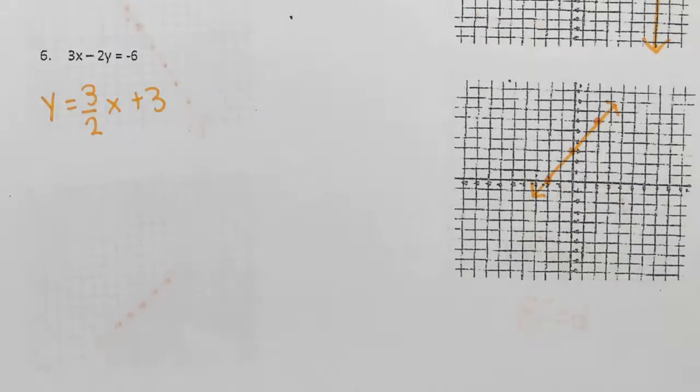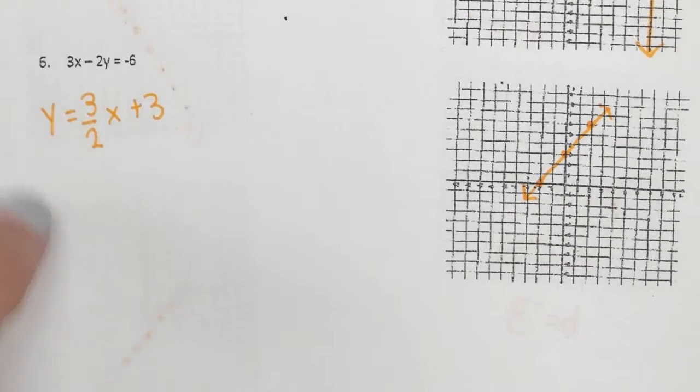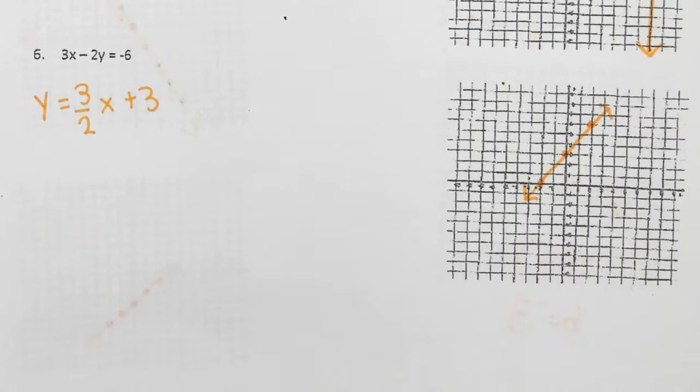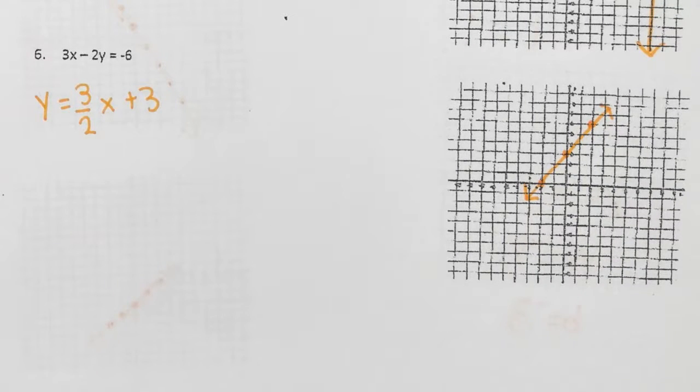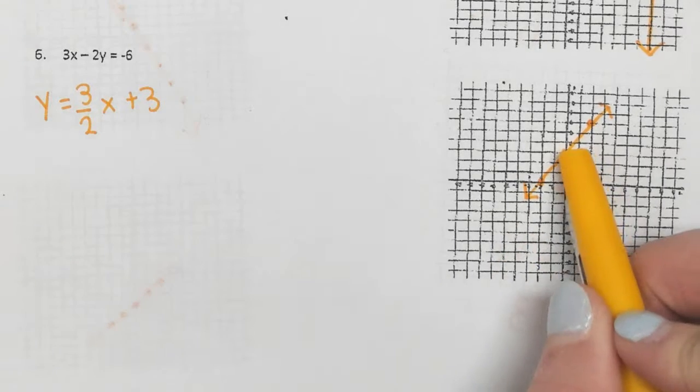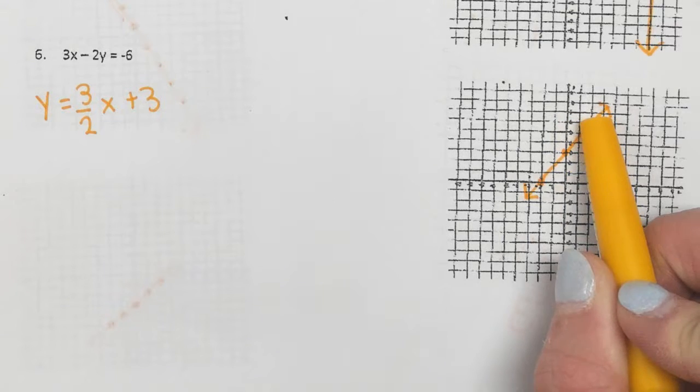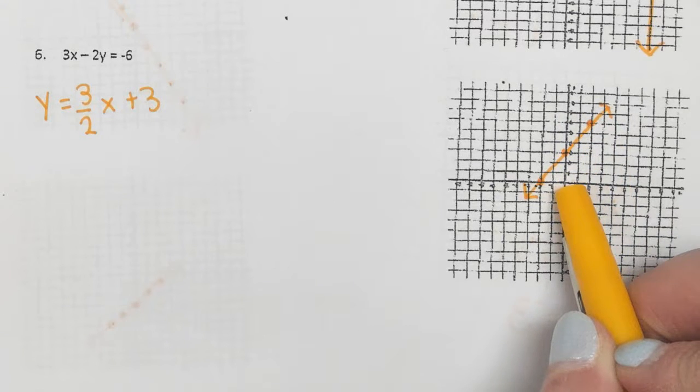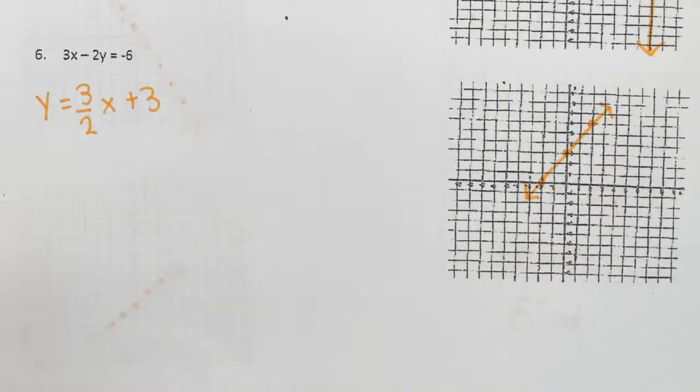Yes, ma'am. All right. Any questions on 6? And 2 negatives make a positive. Oh, okay. Yep. So you get the same thing to see where she goes up 3 and right 2. Then negative 3 would go down 3, and negative 2 would go left 2. So you get the same line. Yep. All right.